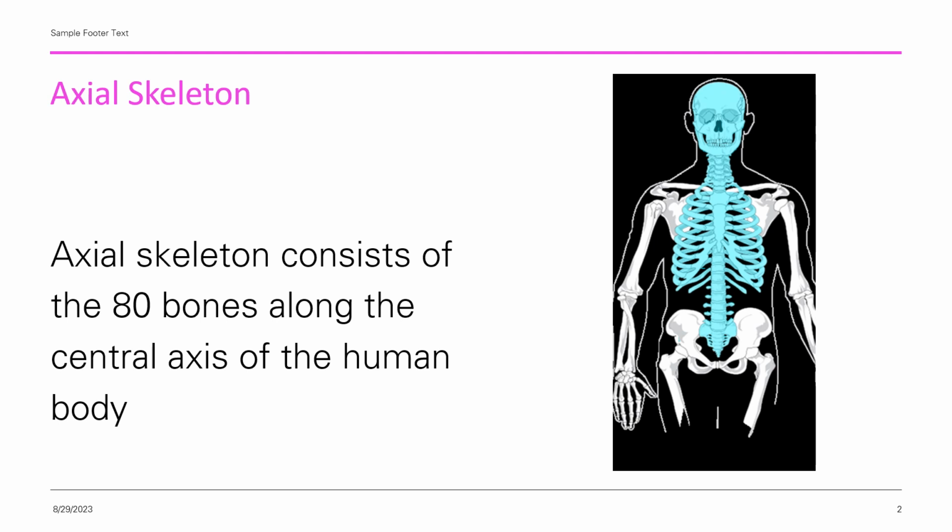Then we have the rib cage. The rib cage comprises the ribs, the sternum, and the thoracic vertebrae. It encloses and protects the heart, lungs, and other organs in the thoracic cavity.